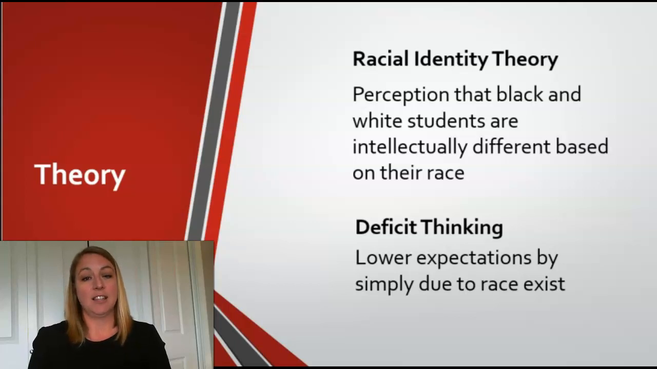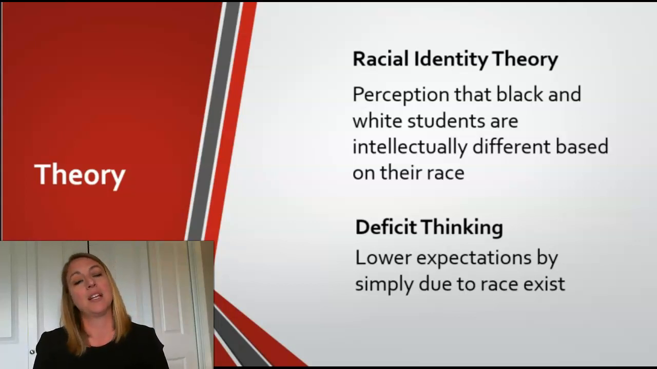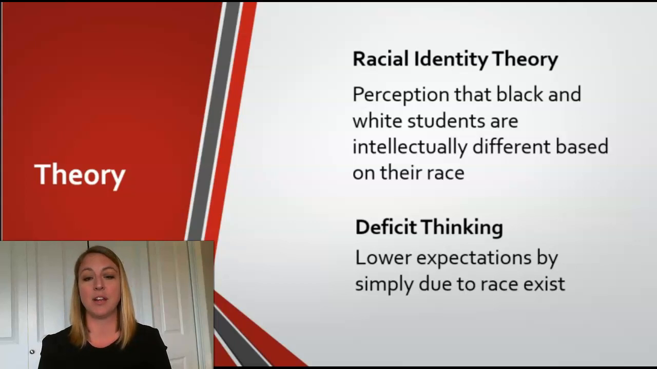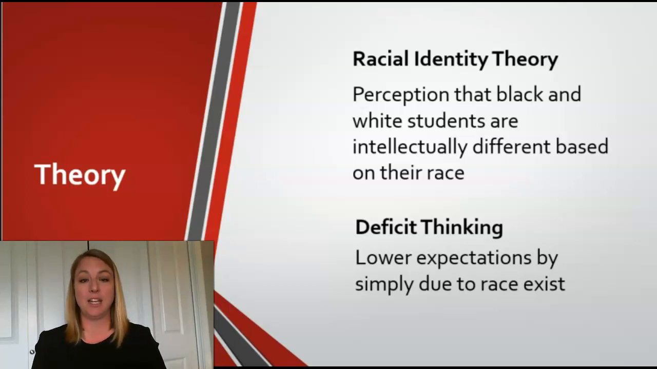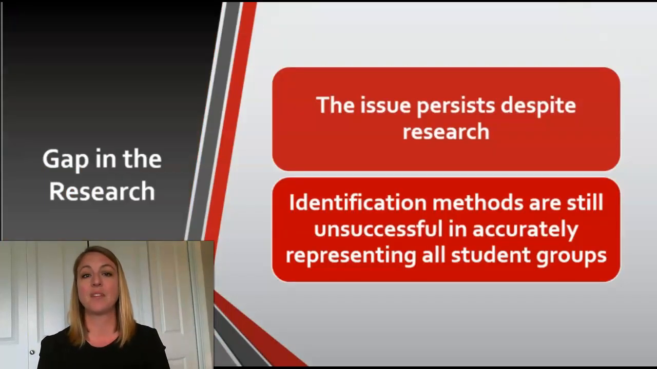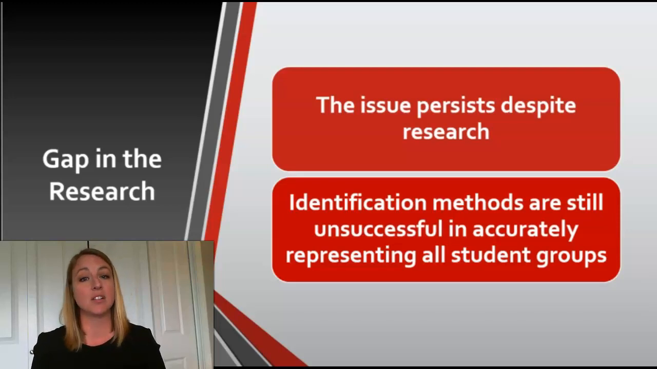The second theory, deficit thinking theory, exposes the underlying causes of underidentification because it explains how lower expectations by teachers simply due to race exist. Minority groups are blamed for the underrepresentation as opposed to the systems that are in place that fail to identify them. Knowing the underlying struggles based on theory helps to form practical applications to increase the representation of minority students in gifted education. The issue of underrepresentation persists despite the research conducted on potential causes. Identification methods are still unsuccessful in accurately representing all student groups.